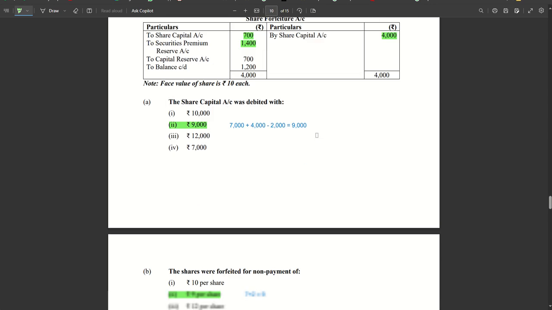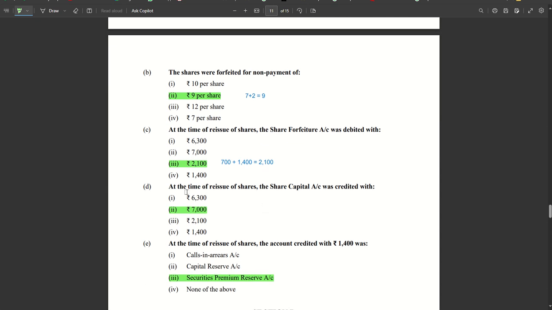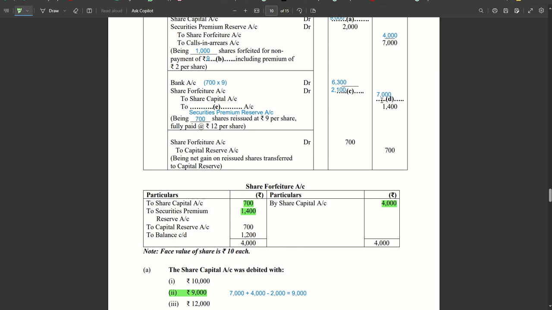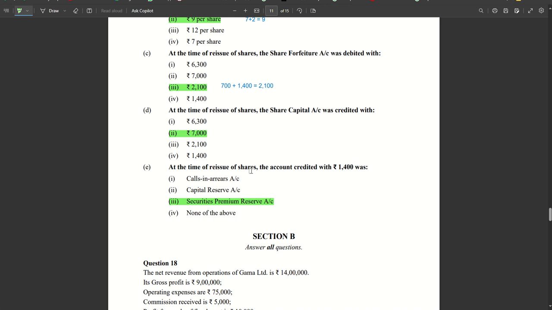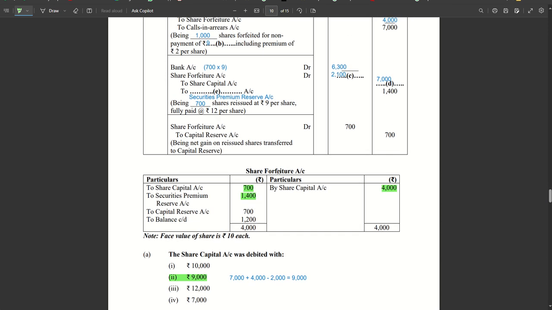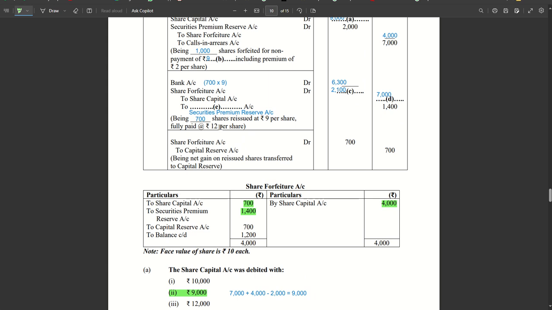Moving on to the next question, number D. At the time of reissue of shares, the share capital was created with how much? As you can see, 700 shares are reissued at rupees 10 per share. That means the face value is 10. So 7,000 is created against share capital account. And question number E. At the time of reissue of shares, the account created with 1400 was the securities premium reserve account, as we just now discussed, because the fully paid shares' value is increasing from 10 to 12. The extra 2 rupees is going as premium.